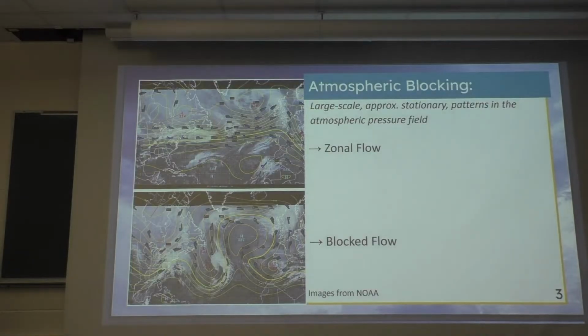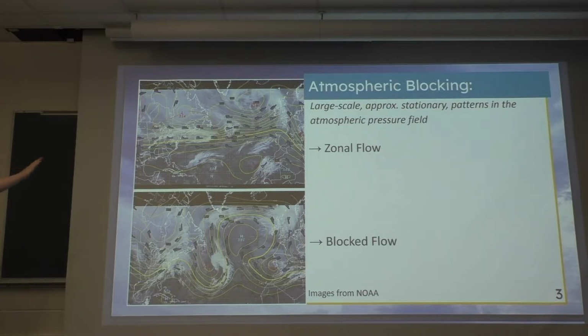So, what exactly is an atmospheric block? For those of you who don't know, it can be defined as a large-scale, approximately stationary pattern in the atmospheric pressure field. They can lead to stagnation of weather patterns, hence the term block. And here I have some nice diagrams of these images from NOAA. The yellow contour lines are the 500 millibar geopotential heights.